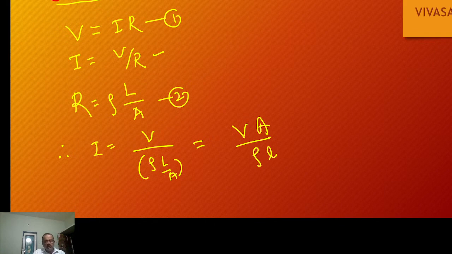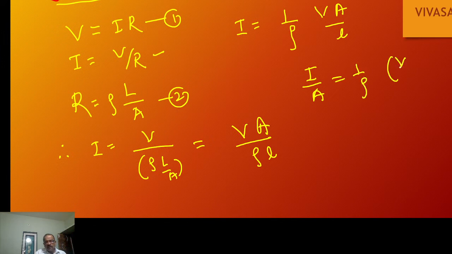Now further we can modify this equation. I can write I is equal to 1 upon rho, into V, into the area of cross section A, divided by L. Again, 1 upon rho is equal to sigma. I can write I upon A on one side, and on the other side 1 upon rho, and V upon L.